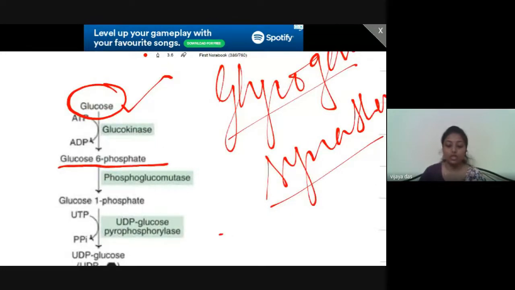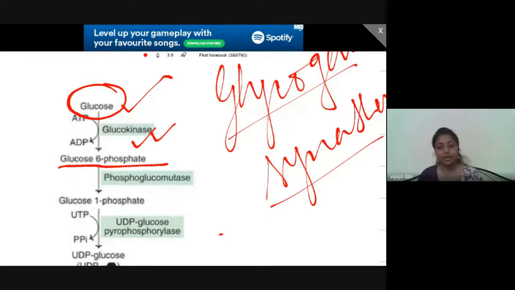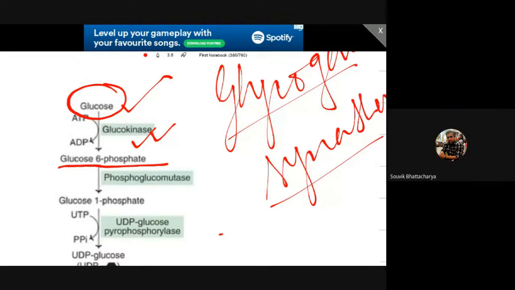By which enzyme? Glucokinase. If you remember the last class, can you tell me where you will find this glucokinase? Glucokinase is present in the liver and pancreas. Yes, liver and pancreas, but mostly it is found in the liver.